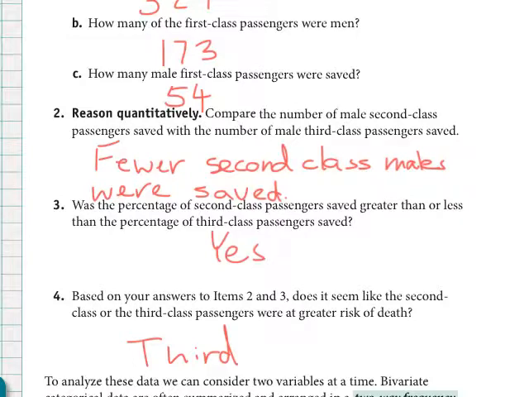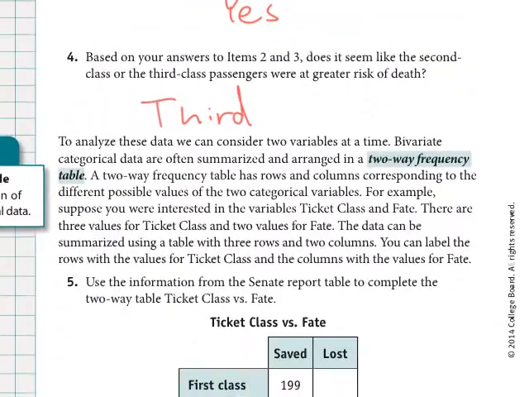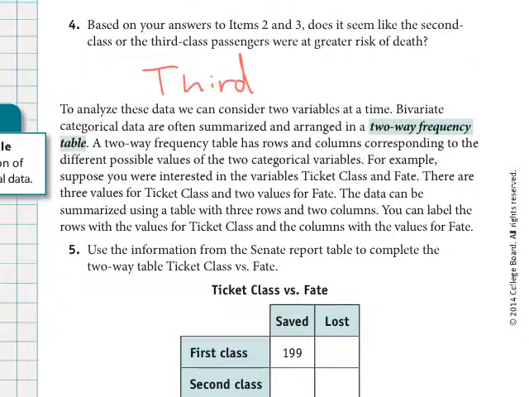So based on the answers for 2 and 3, definitely the third-class passengers were at greater risk of death because the percentage saved was much lower. Any questions on reading the two-way table? We're all good? Okay. Basically what we have to be able to do from those tables is tell what the relative frequency is and what the marginal frequency is.